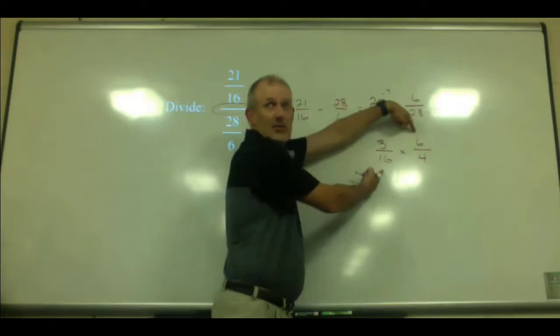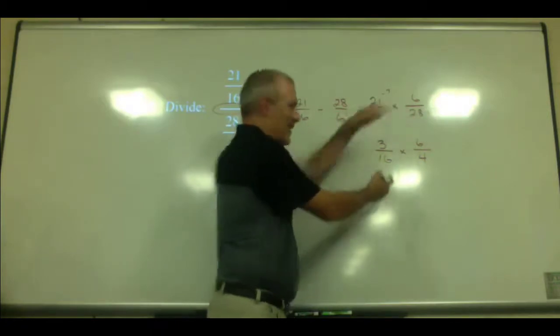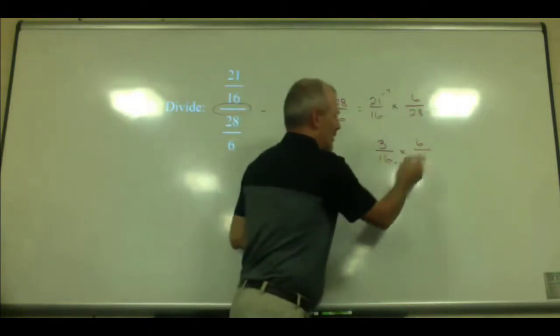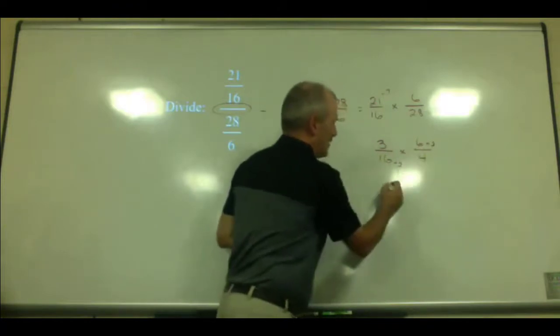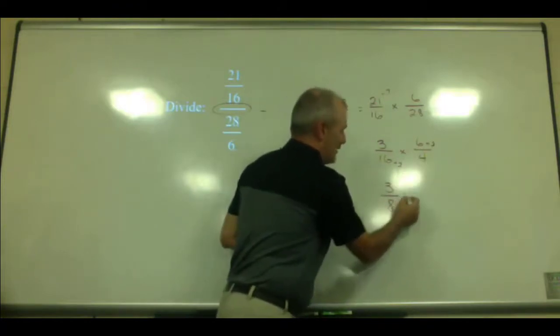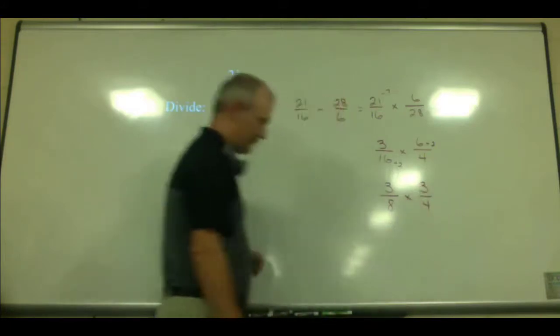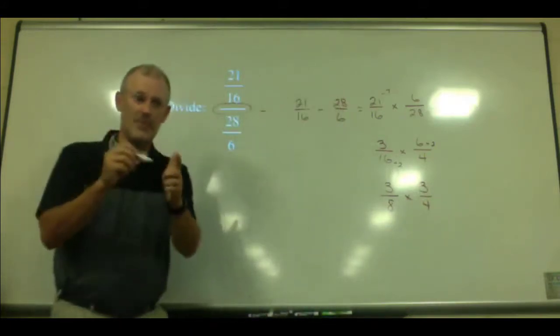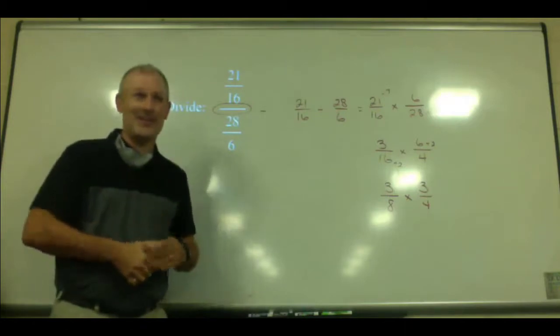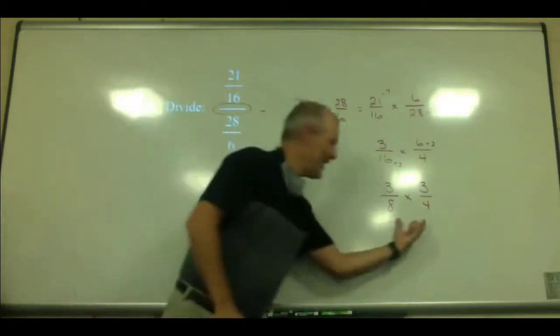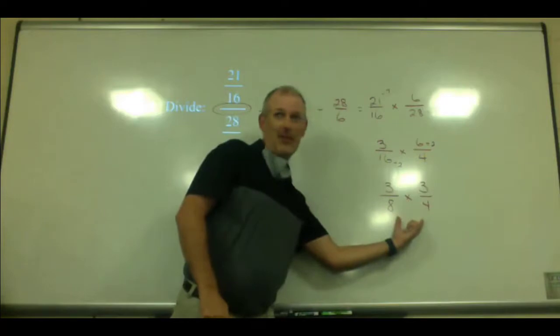Divide by 2, divide by 2. The 3 is still there. This becomes an 8. And that's a 3, 6 divided by 2 is 3, and a 4. Now, be careful. Because when we start canceling things, sometimes we cancel too much. We cannot cancel the 8 and the 4.